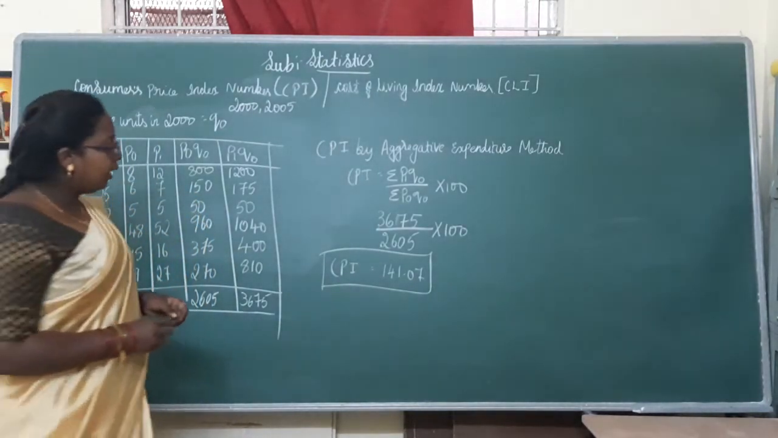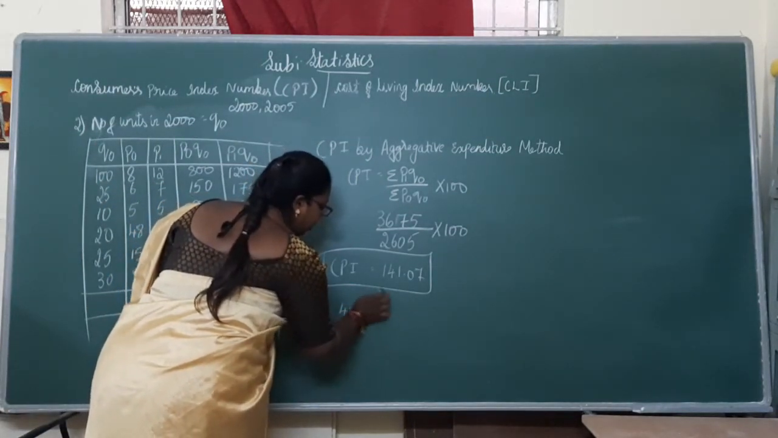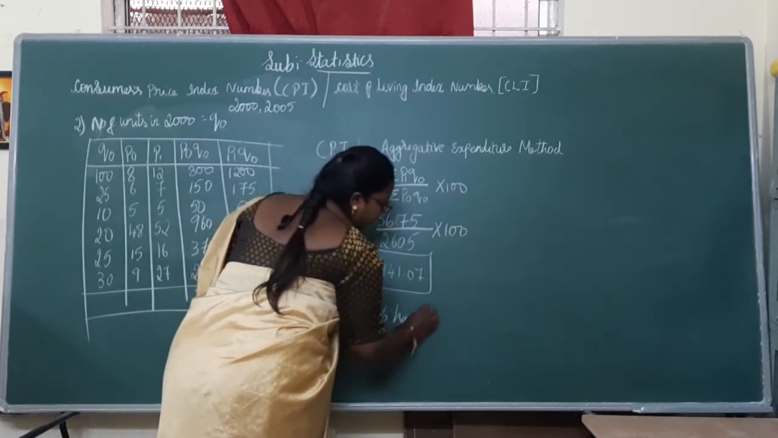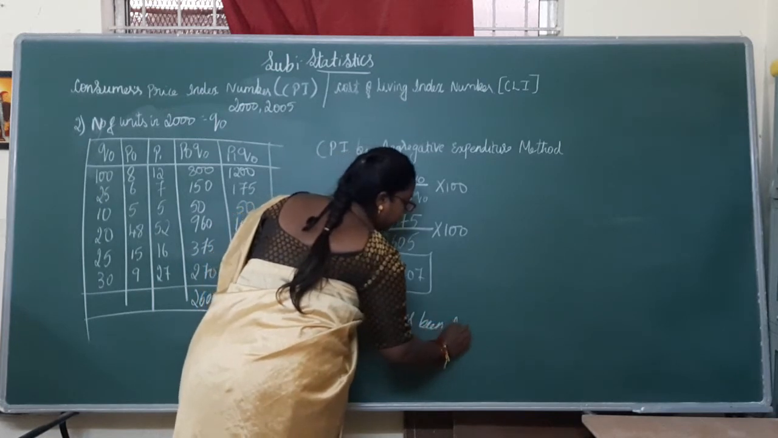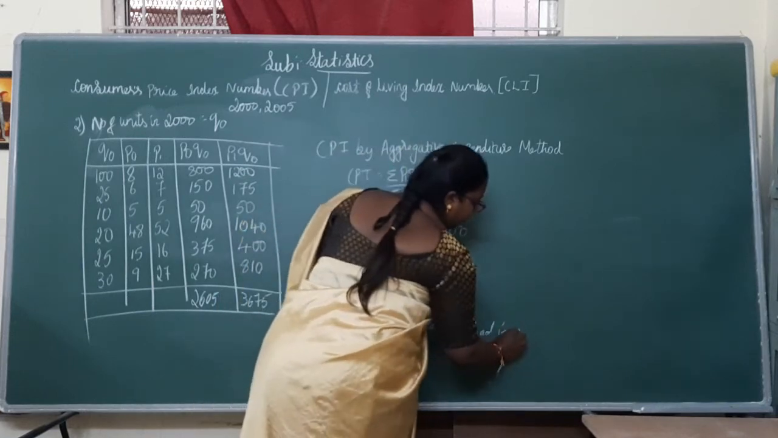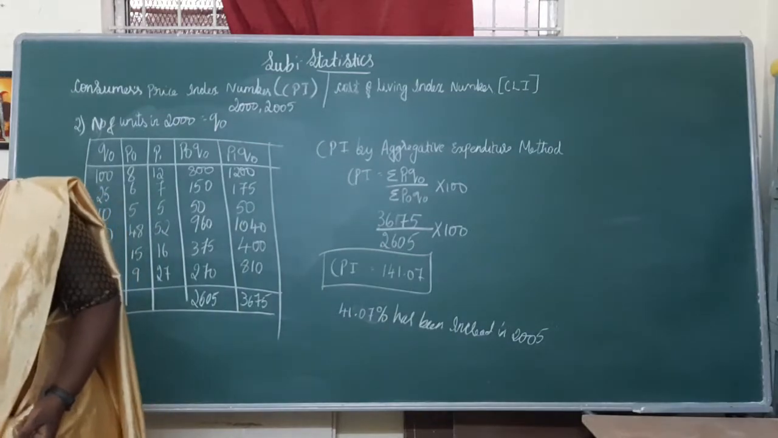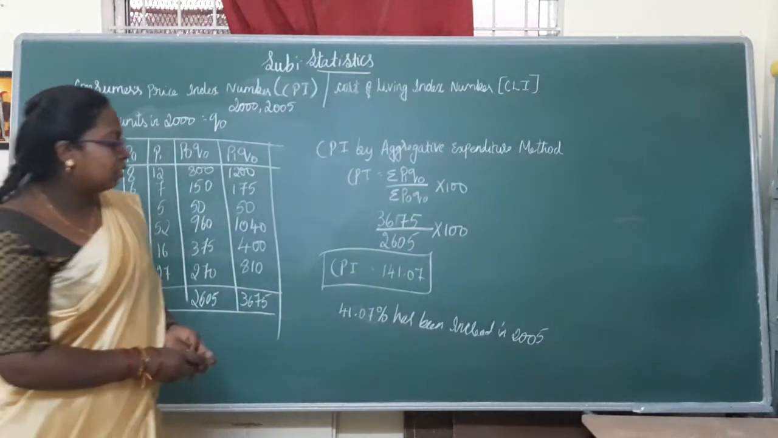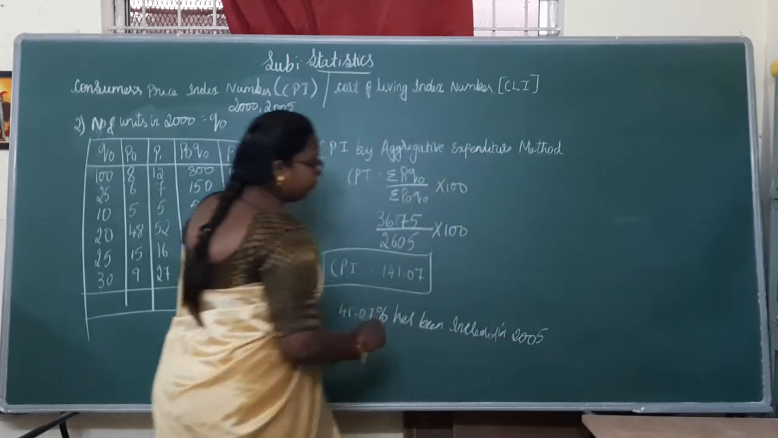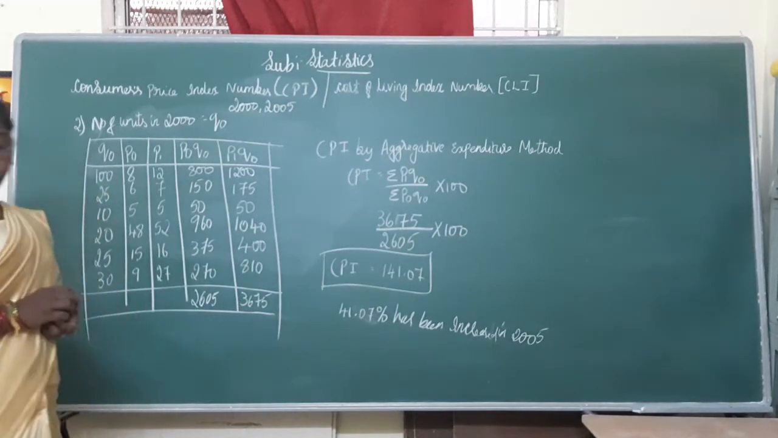And it has been increased by 41.07% in 2005. So this note you have to write. So this is your tabular form question. Okay.